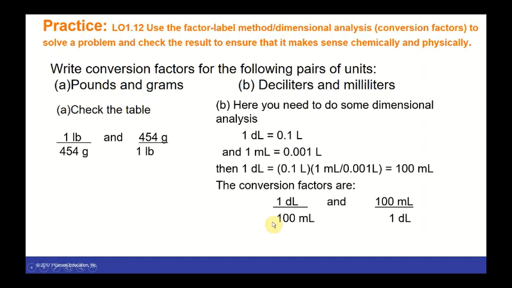We could also write this conversion factor as 1 milliliter over 10 to the minus 2 deciliters. That can be written as 1 milliliter is equal to 10 to the minus 2 deciliters.